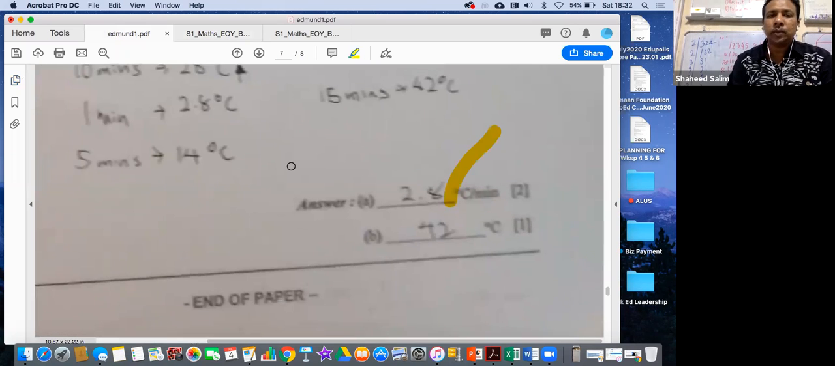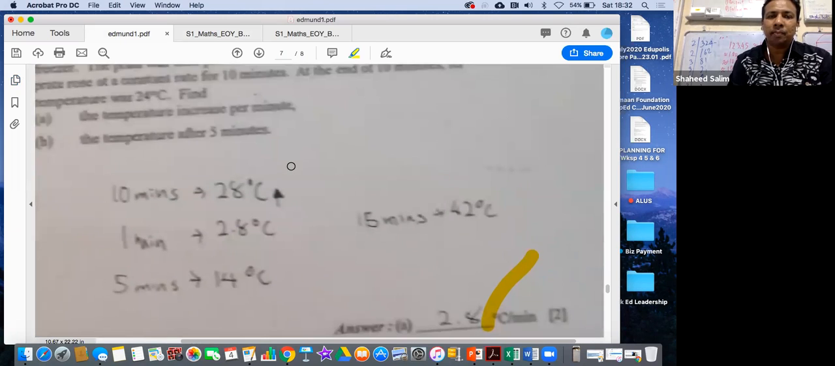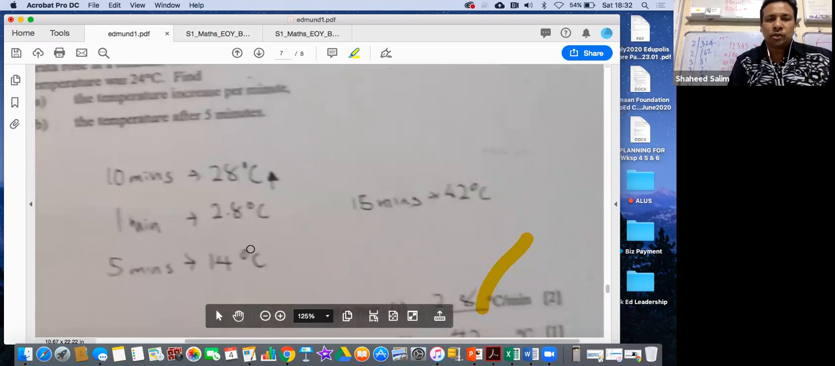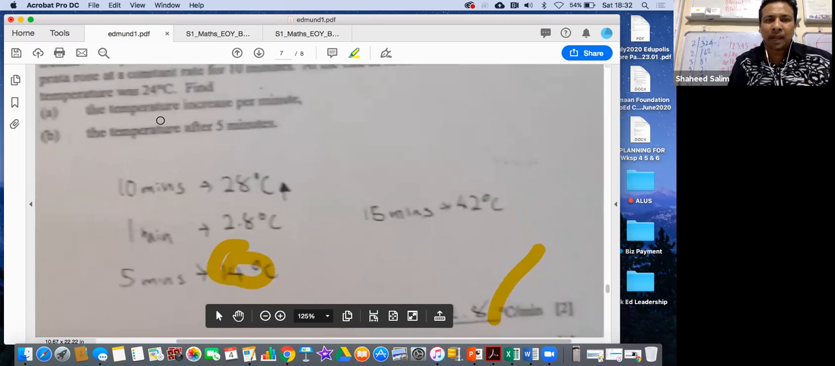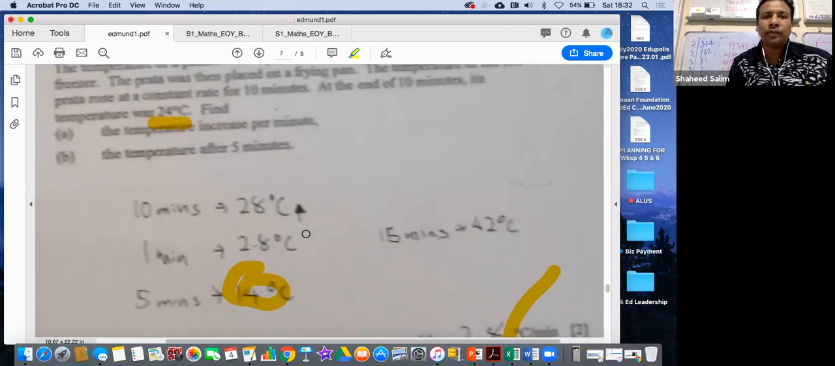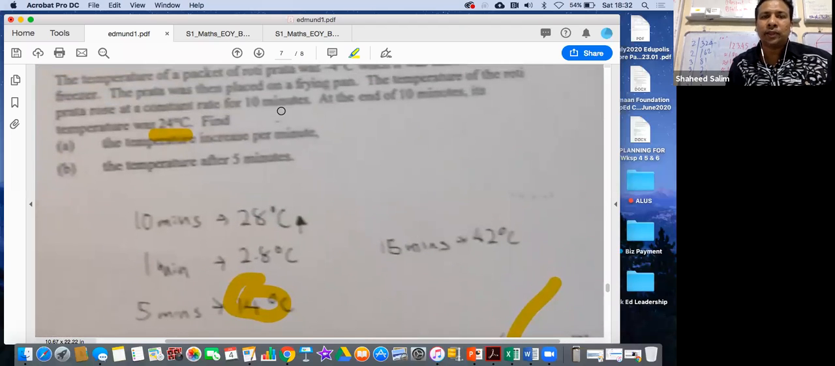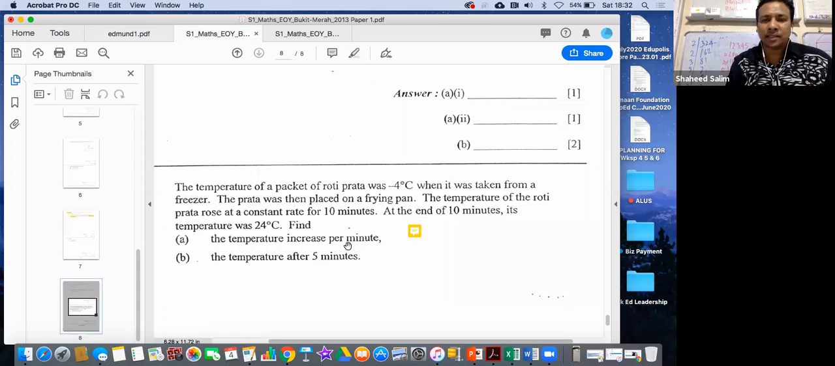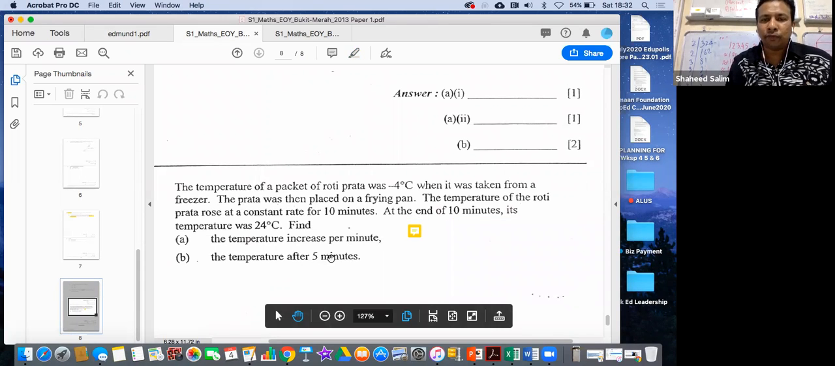Okay, the next one now. They say, what is the temperature after 5 minutes? So you know after 5 minutes is 14. But 14 must plus to 24? Don't plus, wait. After 5 minutes, no, this is for 10 minutes already. So the question may sound a little bit confusing. Actually, the question is asking, not after 15 minutes, you are thinking it's 15 minutes. This is after 10 minutes. So after 5 minutes, you must start from here.